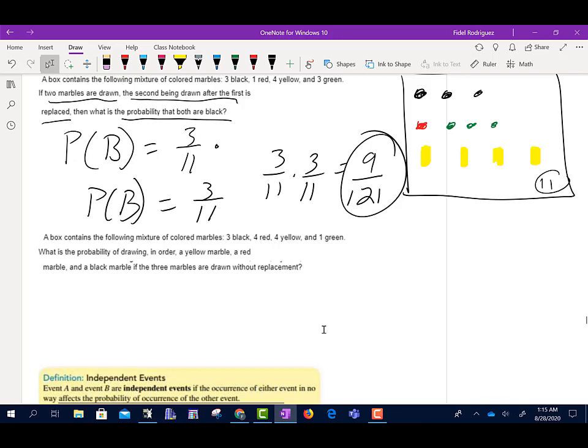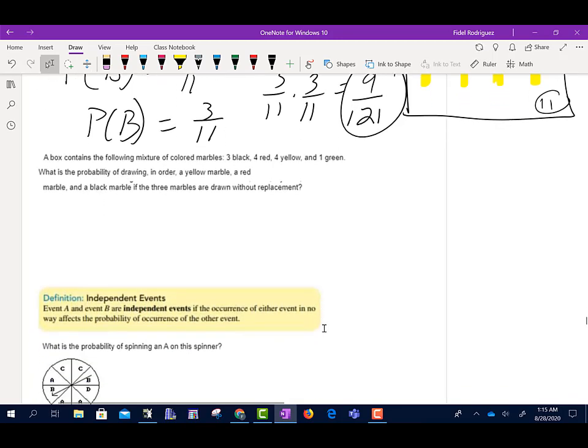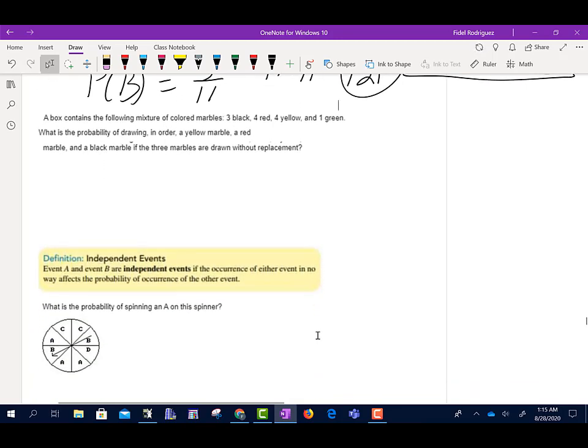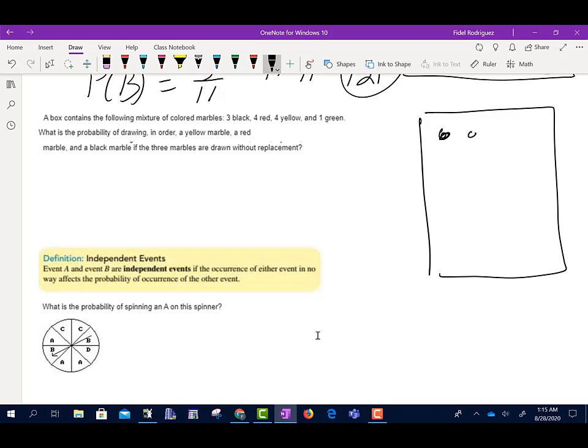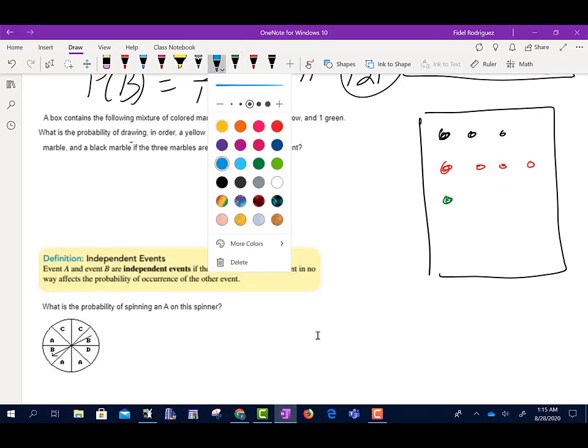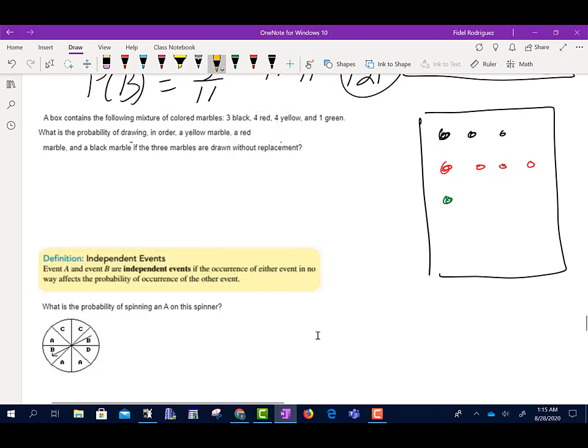All right. So now let's take a look at the next one here, and it says a box contains the following mixture of colored marbles. Okay, so we're still dealing with marbles here. How many do we have? We have 3 black. 1, 2, 3. We have 4 red. 1, 2, 3, 4. We have 1 green, and let me see if I can change this one here. Is there a yellow? Yeah, that's yellow enough. And how many yellows do we have? 4. 1, 2, 3, 4. There we go. Just a little easier to see than the highlighter.